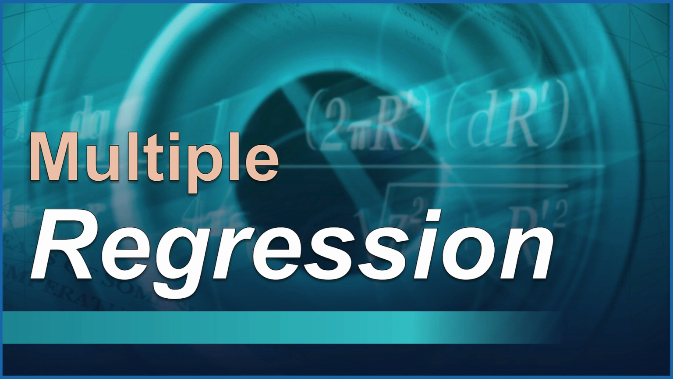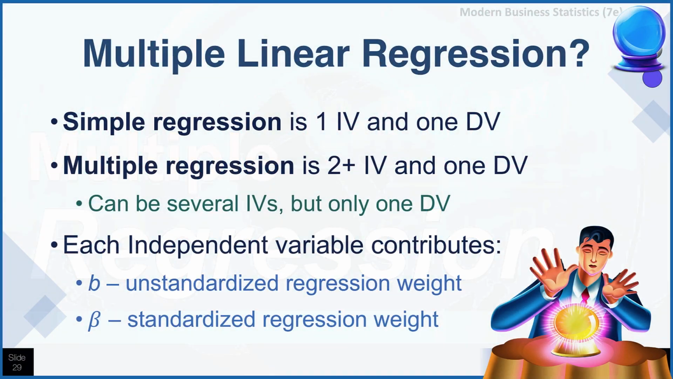And for that, we use multiple regression. You see, simple linear regression is one independent variable and one dependent variable. It's really very similar to correlation, which correlates two variables at a time. But multiple regression allows us to use two or three or more independent variables to predict one dependent variable. So we can have several independent variables, but we will only use one dependent variable.